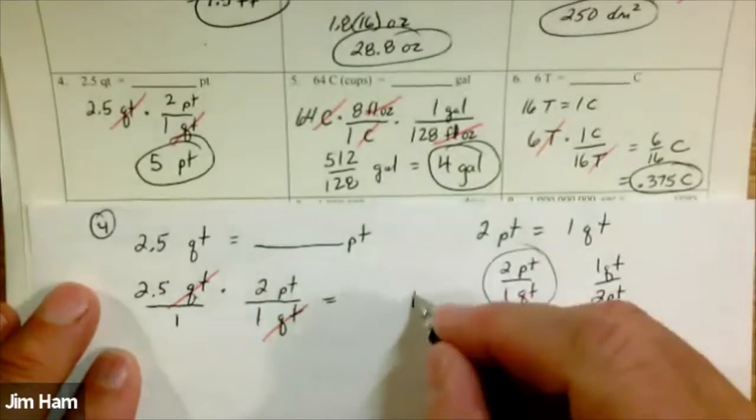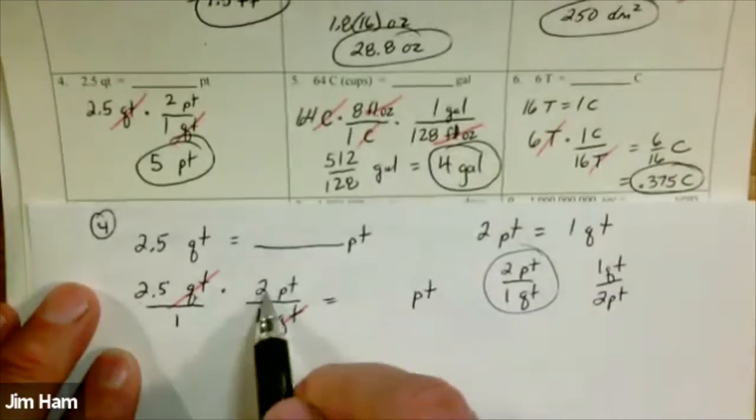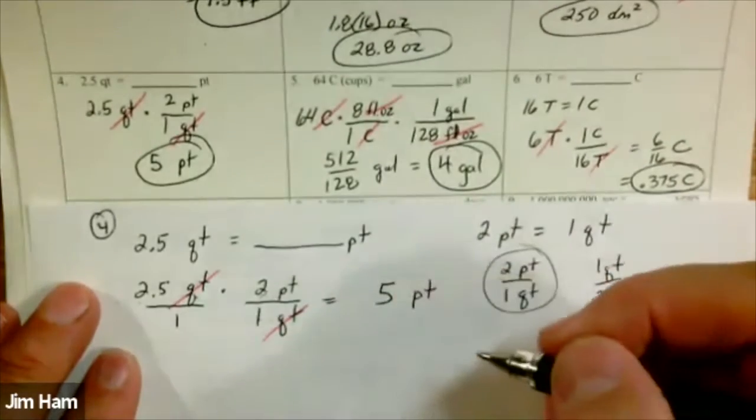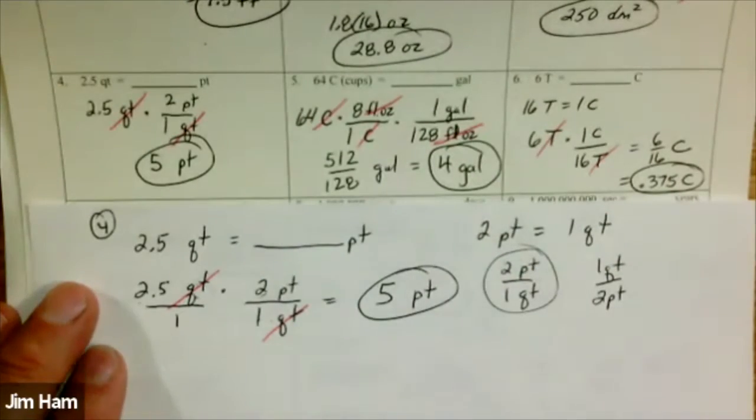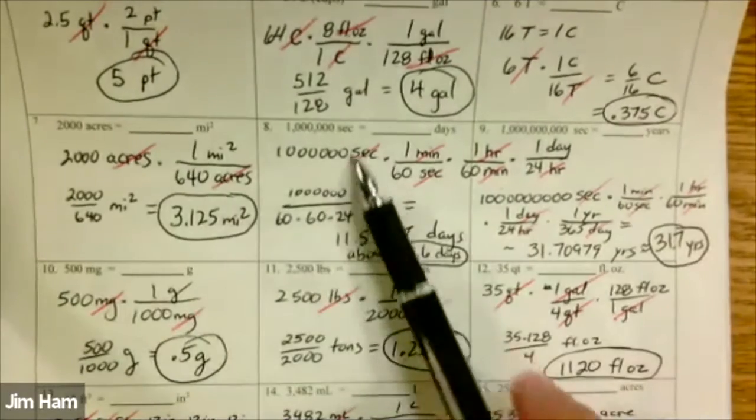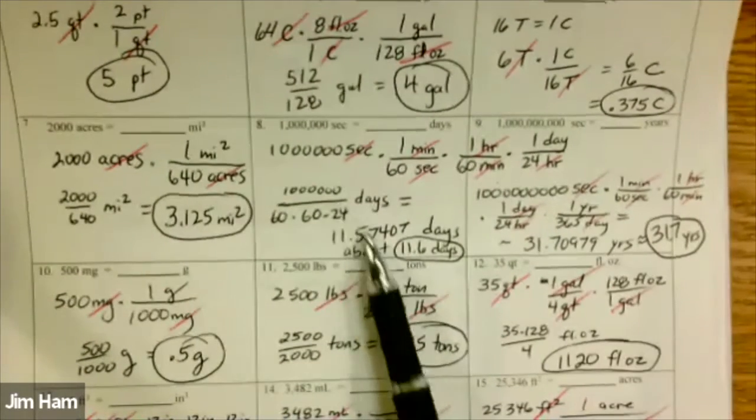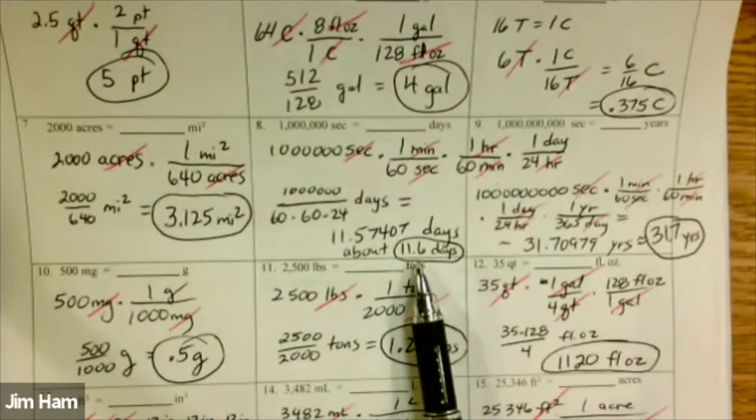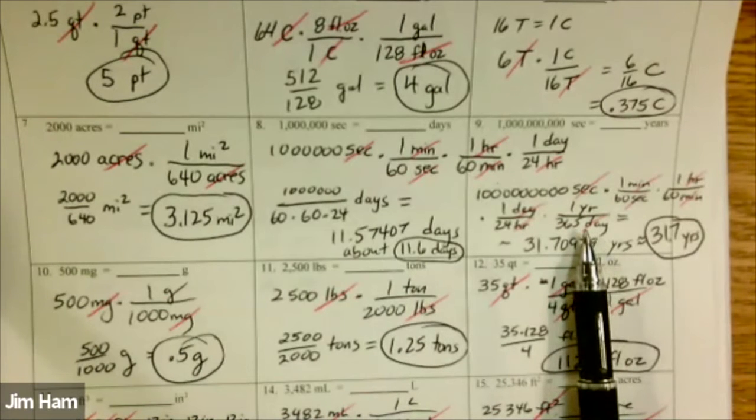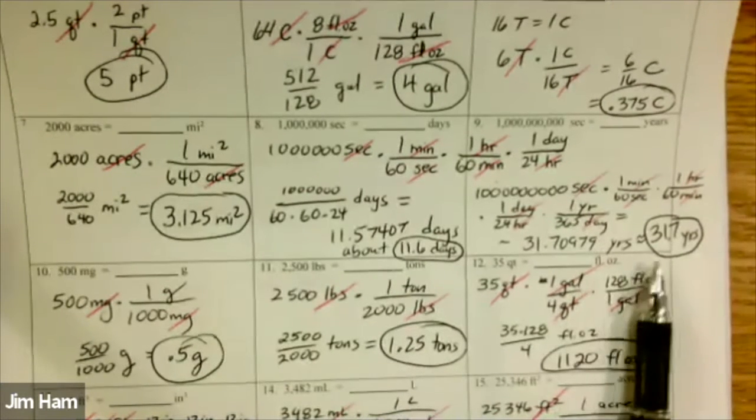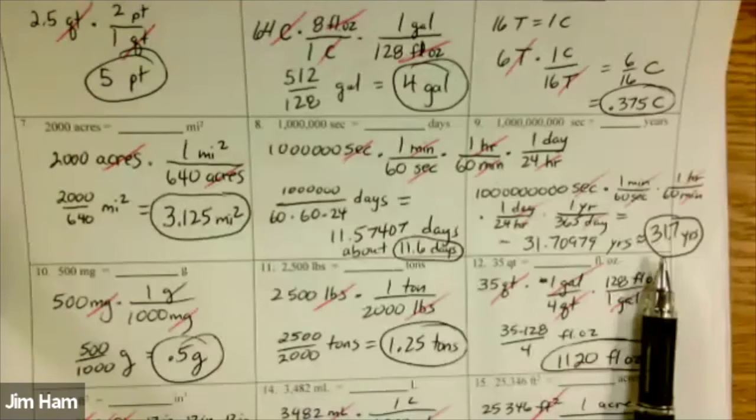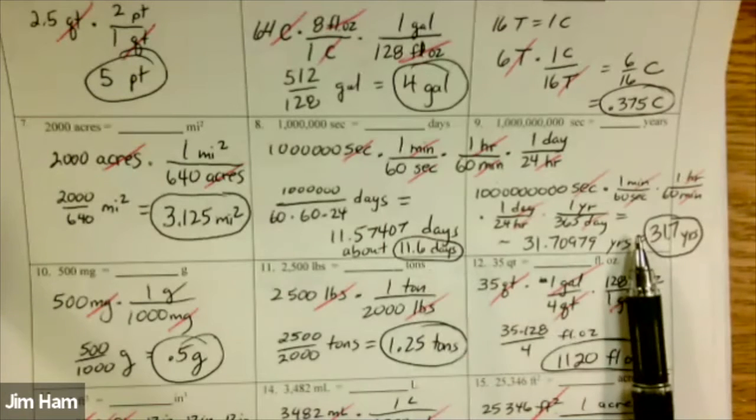And the unit left on the top is pints. And then you multiply 2.5 times 2, and you get 5. So 5 pints. What else? If you compare these two, 1 million seconds is only 10.6 days. But 1 billion seconds, many of you are not even that old yet, 31.7 years. So from 1 million to 1 billion, quite substantially different.